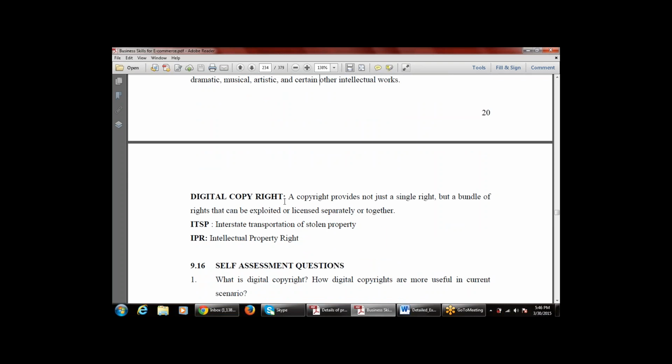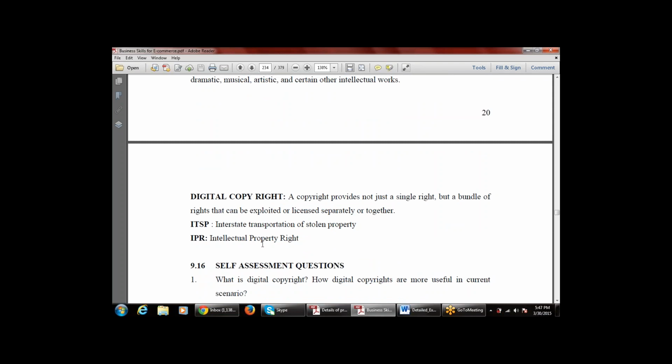The next keyword is digital copyright. A copyright is not just a single right, but a bundle of rights that can be exploited or licensed separately or together. So it is not that only a single right is available in case of the digital copyright. No, there are multiple rights, a bundle of rights available in the digital copyrights.